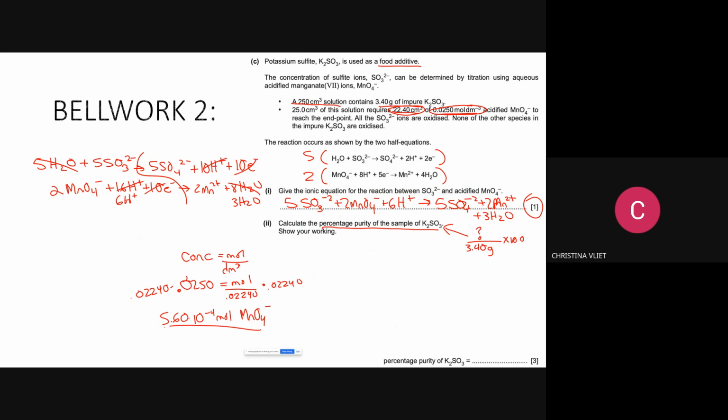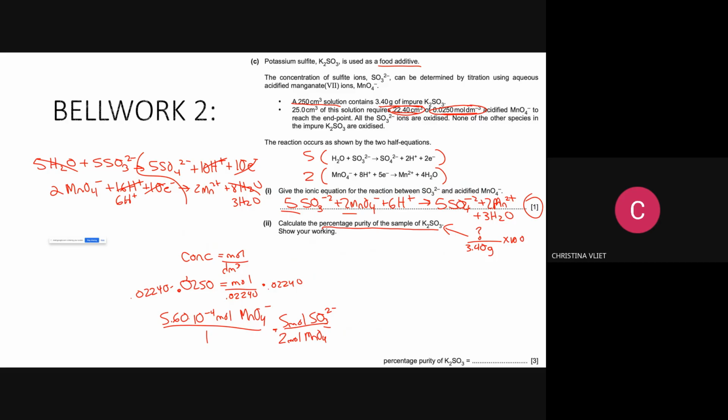So then when I did that, I got 5.6 times 10 to the negative 4 moles of MnO4-. But what am I looking for? I'm not looking for that. I'm looking for sulfite, right? So what's the relationship between permanganate and sulfite? Whenever I go from one substance to another substance, we do a process called stoichiometry. So we need the number in front of MnO4- in the balanced equation and the number in front of sulfite. So we know it's a 2 to 5 ratio. And so that's what we put in here: 2 moles MnO4- is for 5 moles sulfite. And that gets us to sulfite.